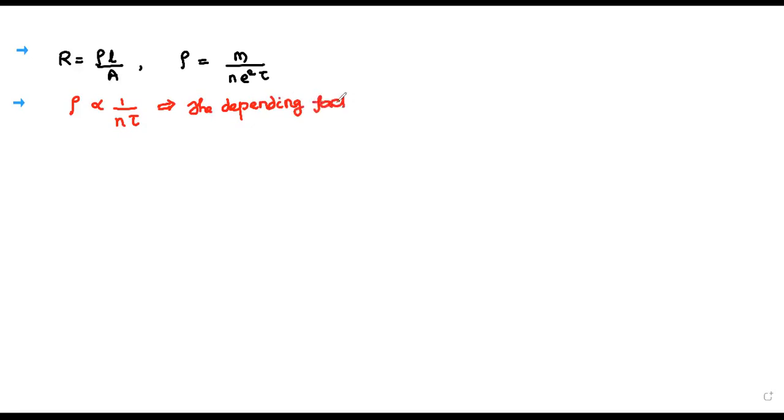Factors here, if we write: number one, rho is inversely proportional to N. But N is different for different materials, meaning it depends on the nature of the material. If the material is changed, resistivity will be changed. For different materials, resistivity will be different.